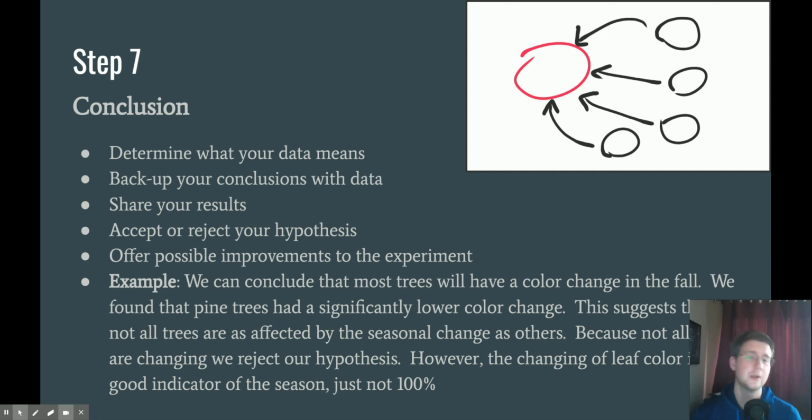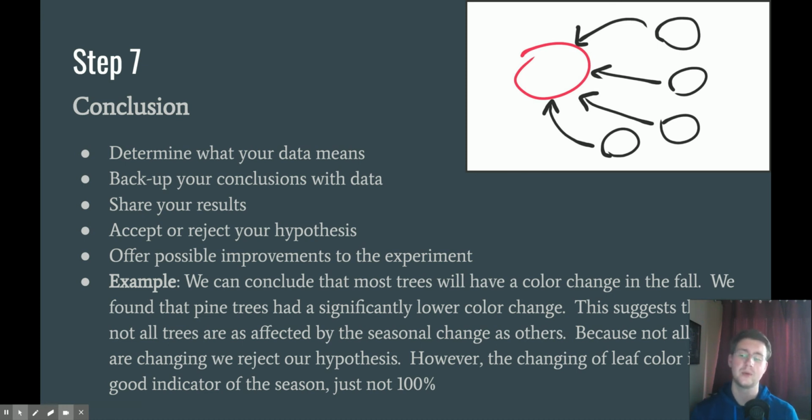We want to share our results. If we find something out, we want to share that with the people who want to read it. And there's a lot of different journals and publications that you can use to share your results with the world so they can double check your work, so they can learn from it. That's the whole point, is to learn new information.